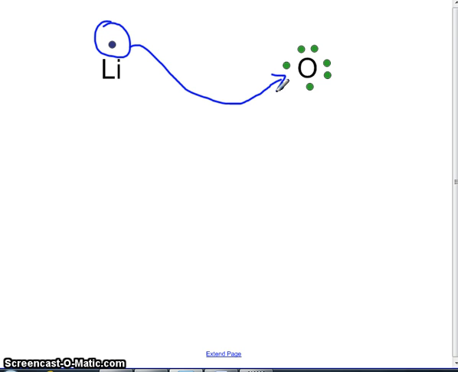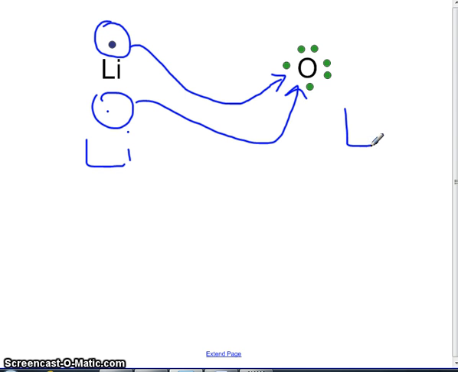When lithium loses its 1 electron, it is stable. However, oxygen has only gained 1, so it is not yet stable. So remember, we can have another lithium atom come and give its valence electron to oxygen, thereby making both of them stable. The formula, remember, for this is going to be Li2, since we have 2 lithiums, and then O. We don't have to write the 1 for oxygen.